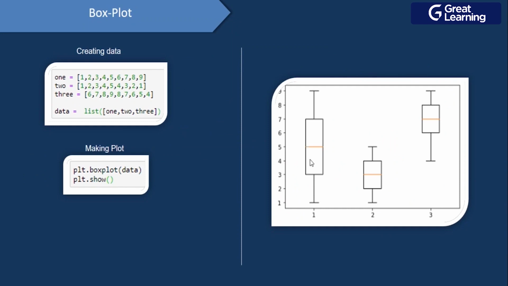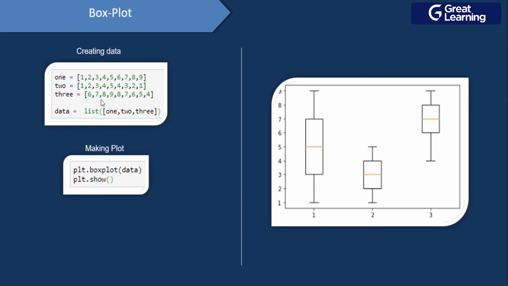So here in this result, what you see, this is the minimum value, this is the 25% value, this is the 50% value, this is the 75% value, and this is the maximum value. So we'll be understanding more about this as we progress through the session.